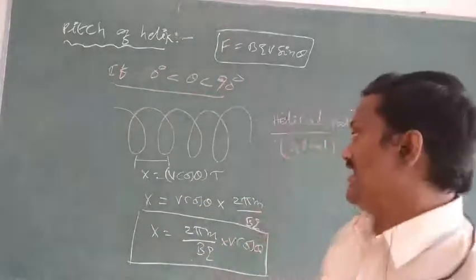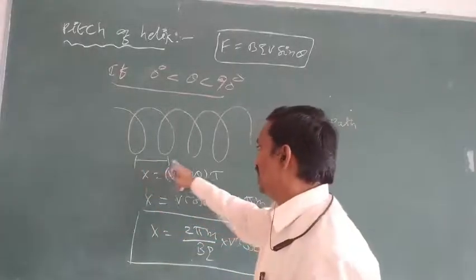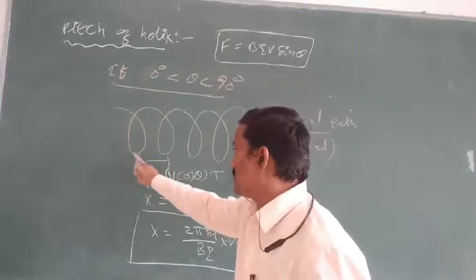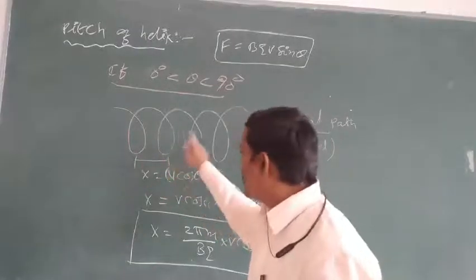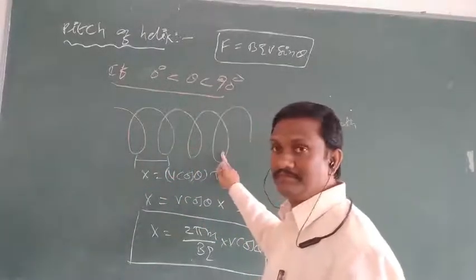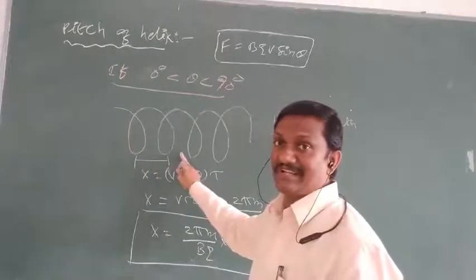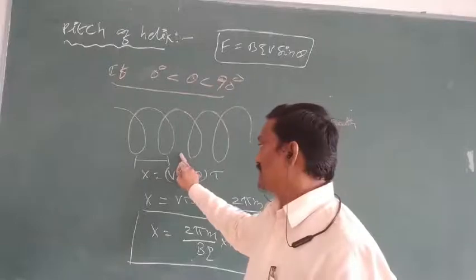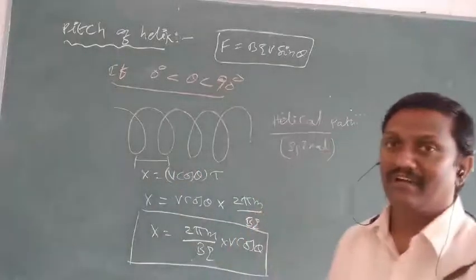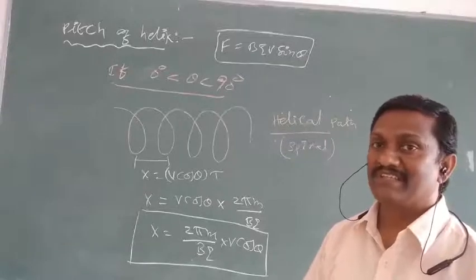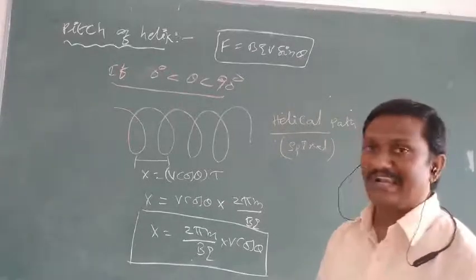Definition: linear displacement traveled by the charged particle in one complete rotation. In one time period, the charged particle is moving from this point to this point, or this point to this point. In one time period, it travels some linear displacement along a variable circular path. So the linear displacement of the charged particle in one complete rotation is called pitch of helix. It is always related to a theta value other than 0 and 90.